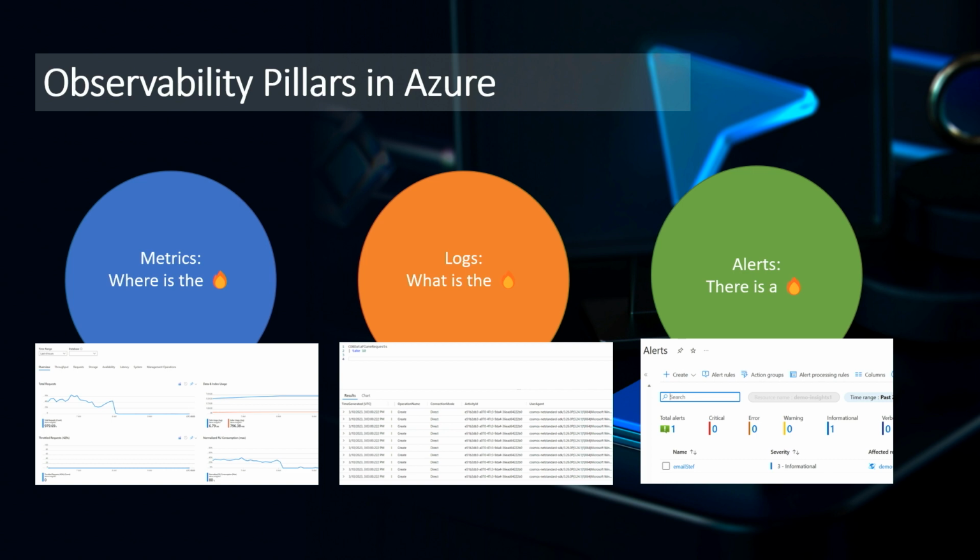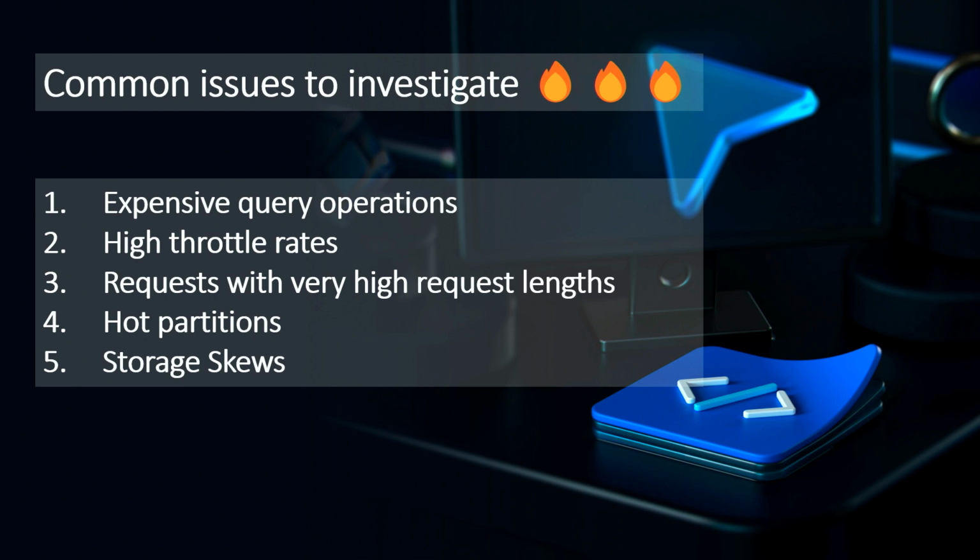Now, before we go into the workbook itself, let's quickly chat about some common issues or fires customers typically investigate. For example, I'd like to know what my expensive query operations are, and why am I being throttled, or how much of my workload is being throttled. What are my long-running requests? Do I have a hot partition? And how do I see my hot partition at the logical partition level? And do I have a storage skew? Which partitions, if I do?